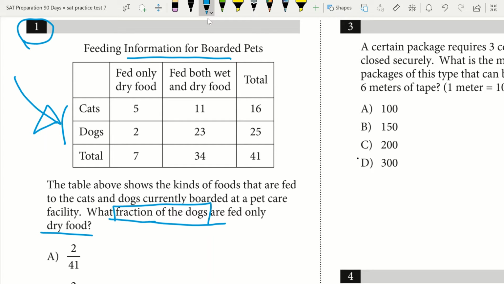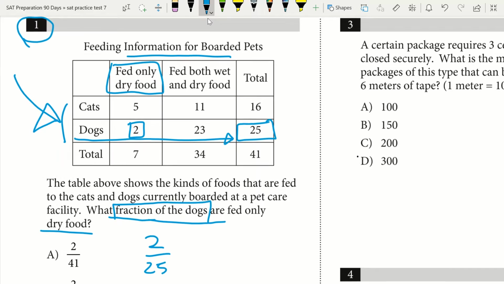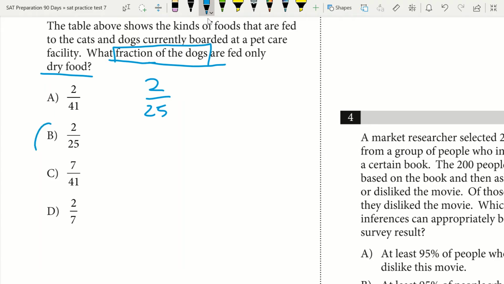So I want to know my total number of dogs. I see my total number of dogs is 25, because if I go from this row over, I see my total number of dogs is 25. So that'll be my total. So what fraction of the dogs are fed only dry food? Well, I see my fed only dry food column right here. I go down to dogs. I see I have 2 dogs are fed only dry food out of 25 dogs. Therefore, my fraction will be 2 out of 25. So my correct answer there is going to be B.